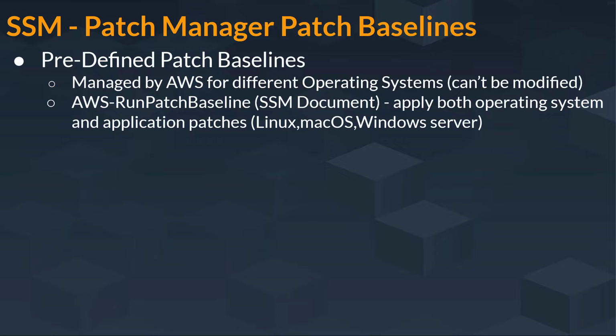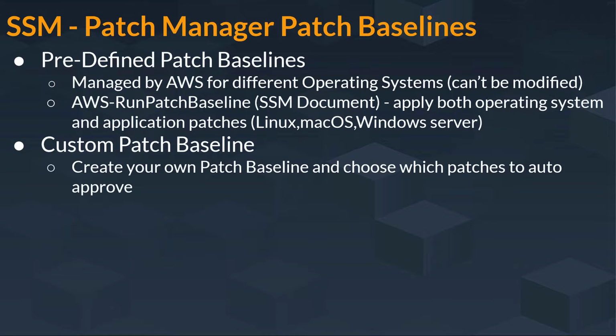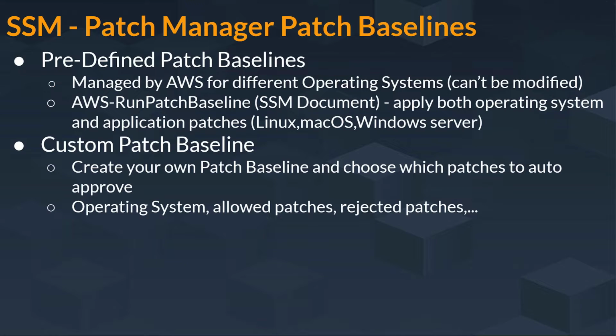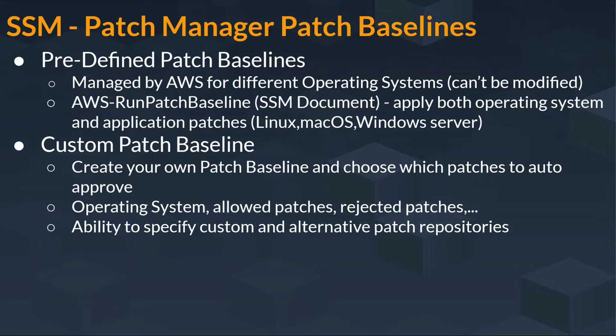Next is the AWS-RunPatchBaseline SSM document. It applies both operating system and application patches on Linux, macOS, and Windows Server. The other option is a custom patch baseline. It lets you create your own patch baseline and choose which patches to auto approve and which patches to reject. Operating system, allowed patches, and rejected patches, everything will be customized by this custom patch baseline. You can select all these things in your patch baseline, with the ability to specify custom and alternative patch repositories.